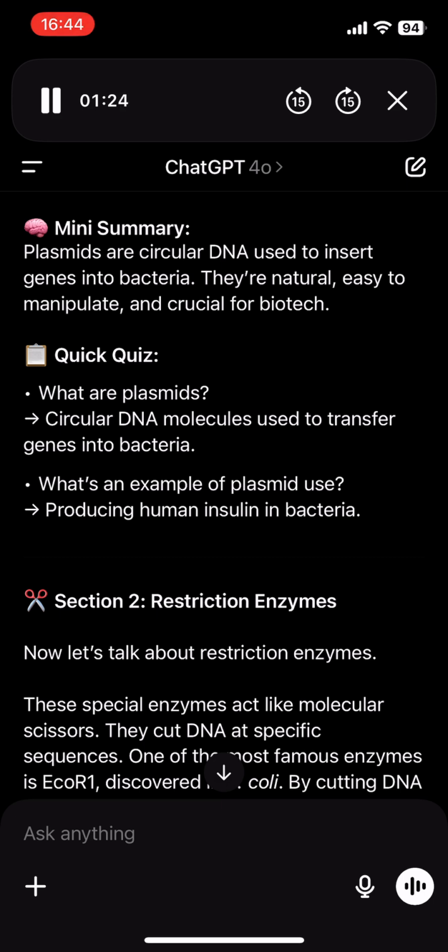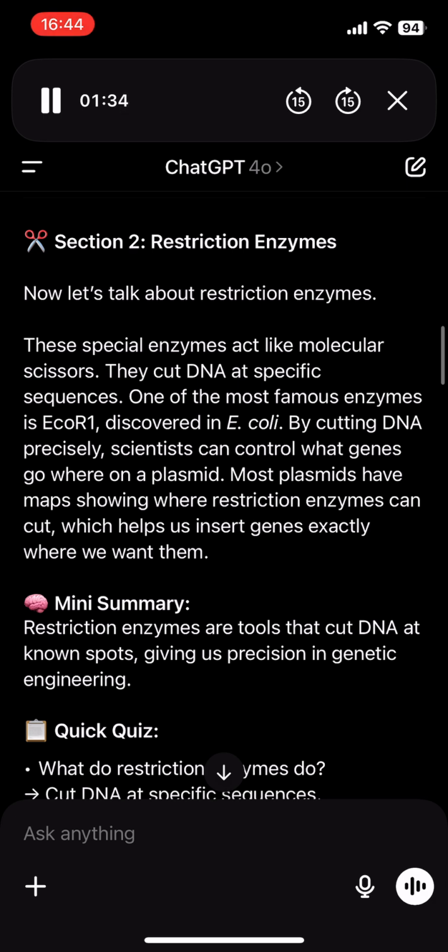Section 2: restriction enzymes. Now let's talk about restriction enzymes. These special enzymes act like molecular scissors. They cut DNA at specific sequences. One of the most famous enzymes is EcoR1, discovered in E. coli. By cutting DNA precisely, scientists can control what genes go where on a plasmid.